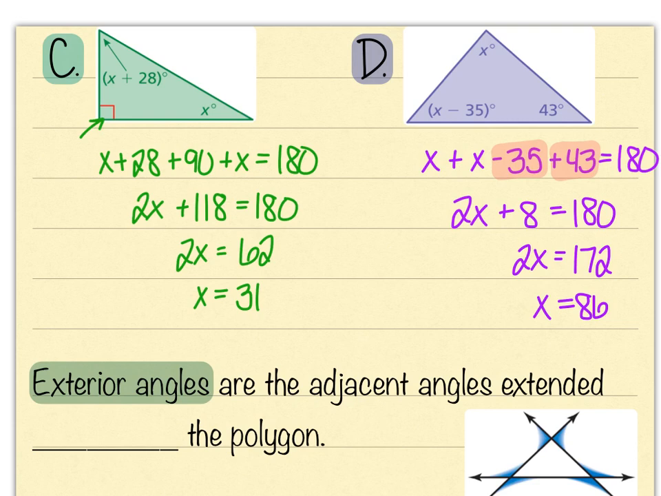Which makes sense. If I go back and look, this angle is X degrees, and that looks like it'd be 86 because it's pretty close to being a right angle. Whereas over here, this one's 31, and if I look at that one, 31 would obviously be an acute angle, and so that makes sense.